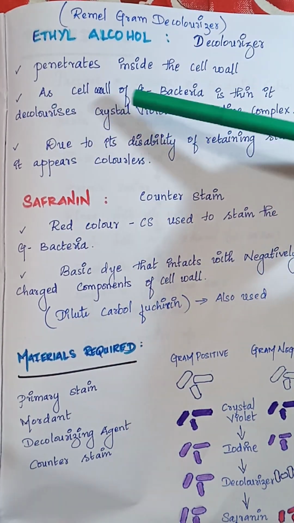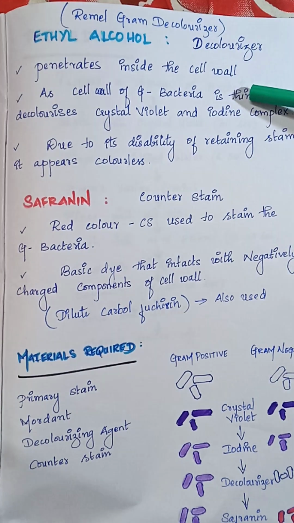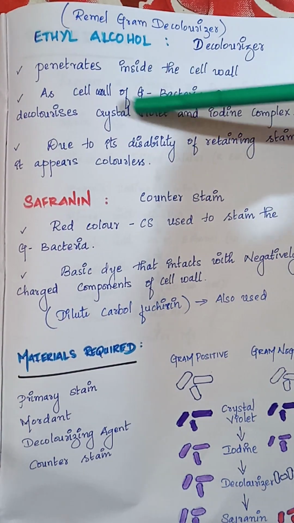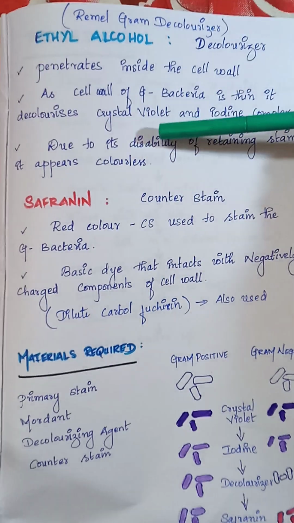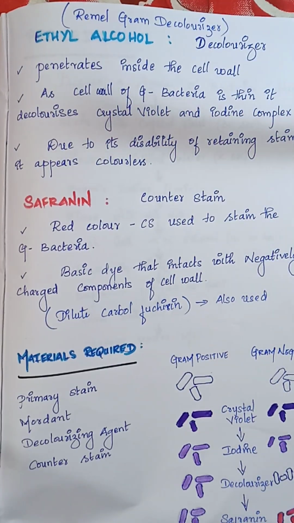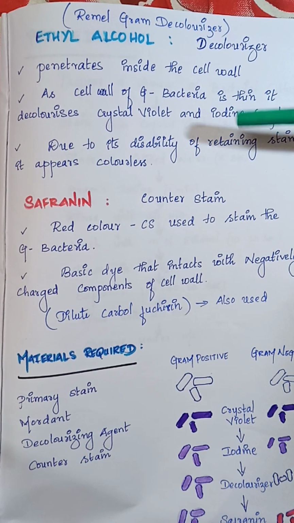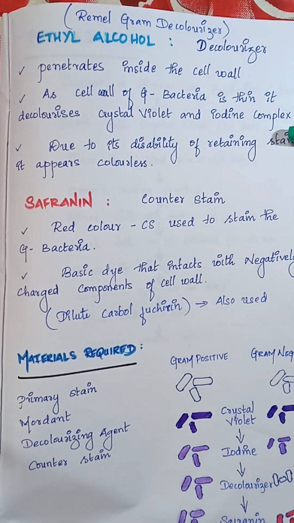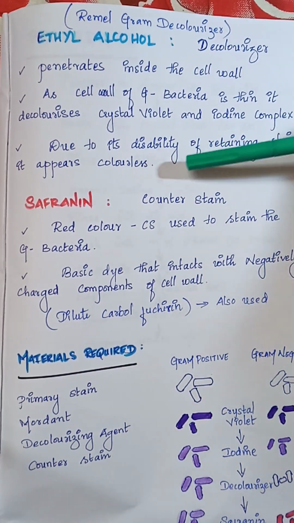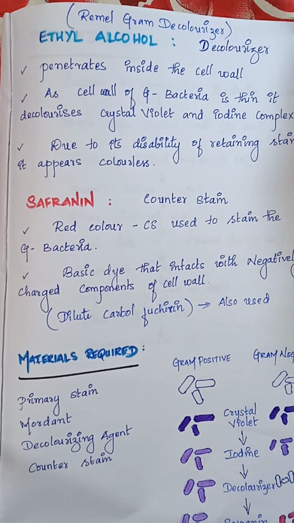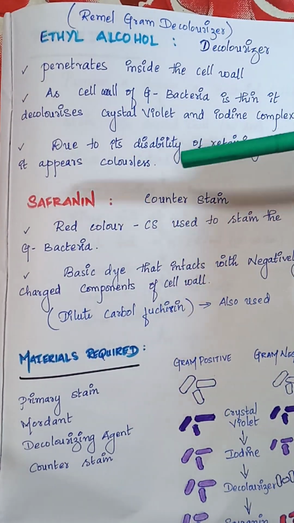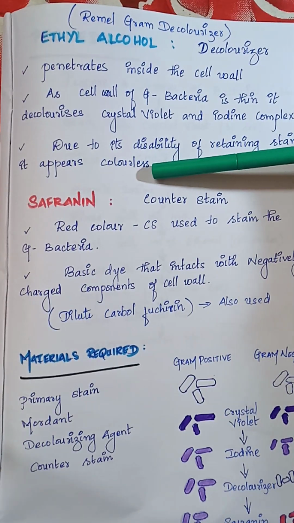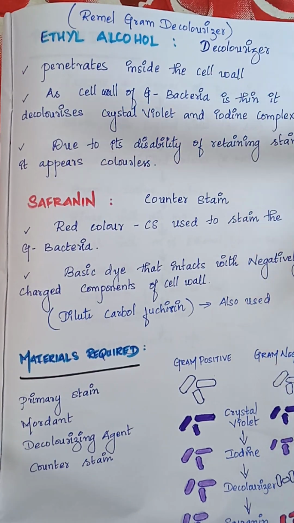As the cell wall of gram negative bacteria is thin, it decolorizes the crystal violet and iodine complex. Okay, then due to the inability of retaining stains, it appears colorless. It will make the crystal violet colorless. After adding this decolorizer, it will make the bacteria decolorize and appear colorless.